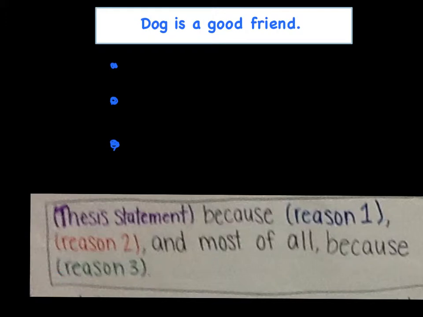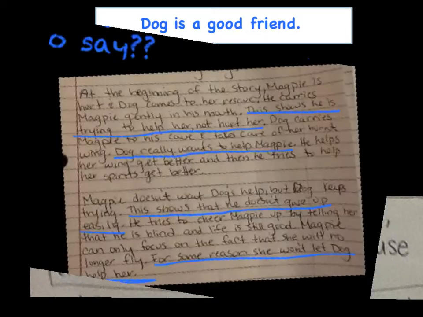So I think if we use that Dog is a good friend, one reason we could say is because he is caring. I definitely think there are lots of examples throughout the text to show that he's caring. But now I need to think of another reason why Dog is a good friend. So I'm going to take a look back quick at some of my notes to come up with another reason why Dog is a good friend.